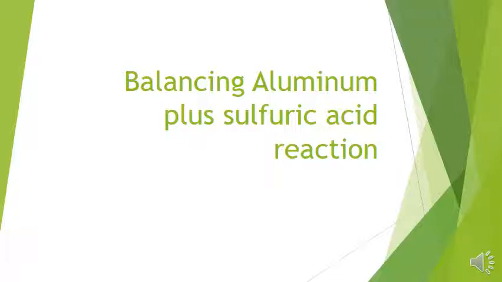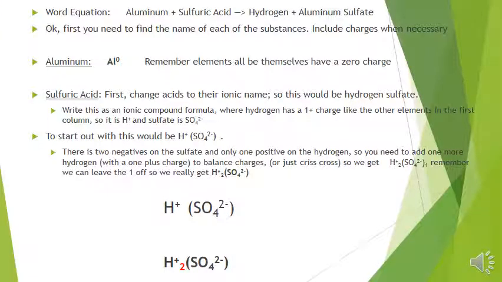Okay, I decided I was going to just do a short little PowerPoint for you to explain this answer. So we're going to look at aluminum plus sulfuric acid forming hydrogen and aluminum sulfate, double replacement reaction. I mean, single replacement reaction. So, okay, let's go.